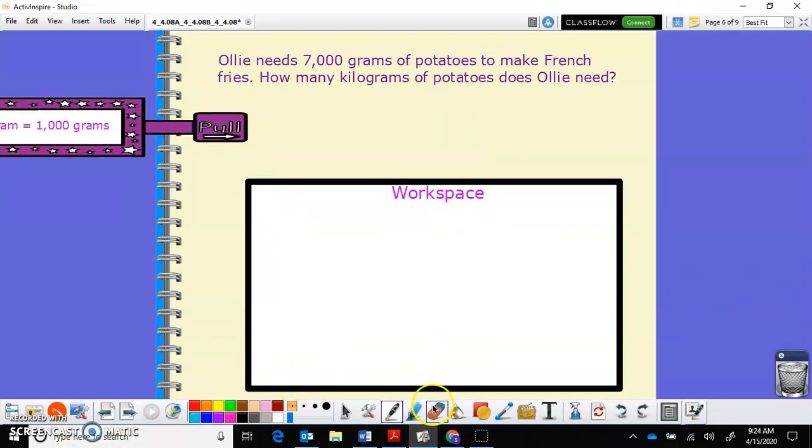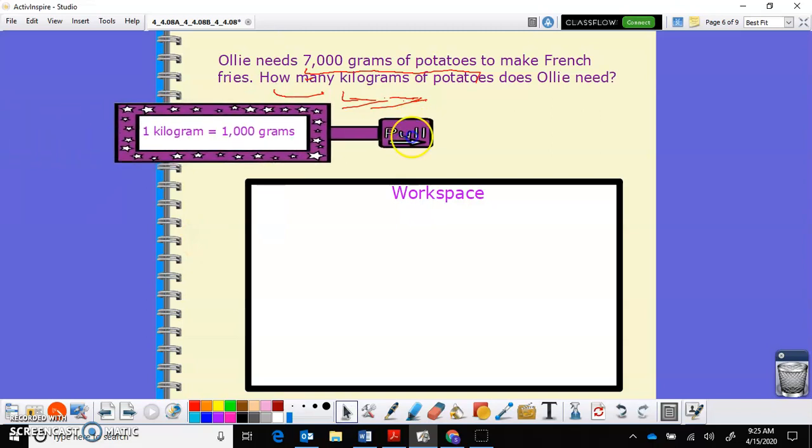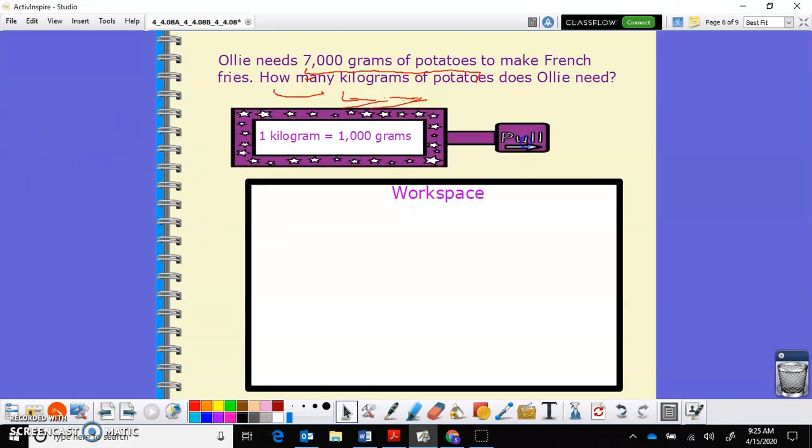All right, next one. Ollie needs 7,000 grams of potatoes to make French fries. How many kilograms of potatoes does Ollie need? Okay, so he needs 7,000 grams of potatoes. How many kilograms does Ollie need? So we know the grams, but we need to know the kilograms. We've talked about big to small, multiply, small to big, divide. And we're going from grams, which is a smaller unit than kilograms.